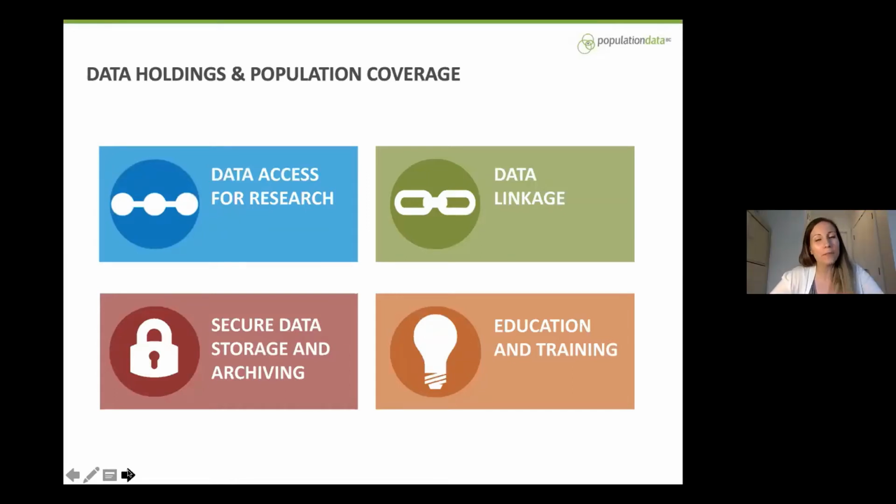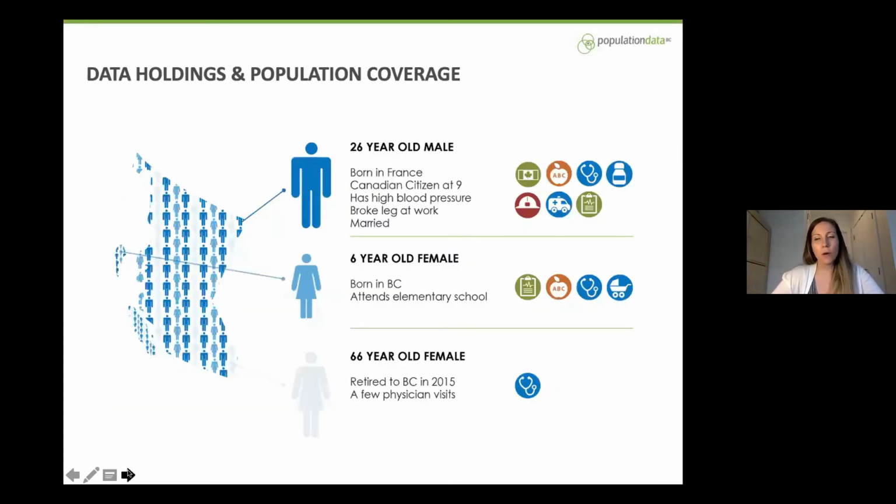So for my part of the presentation, I'm going to go over data access for research, data linkage, and secure data storage and archiving at PopData. At PopData, we hold approximately 5.1 million British Columbia health records for the population of British Columbia. And the amount of data we hold on any one person depends on their life course and the services they have interacted with within the province.